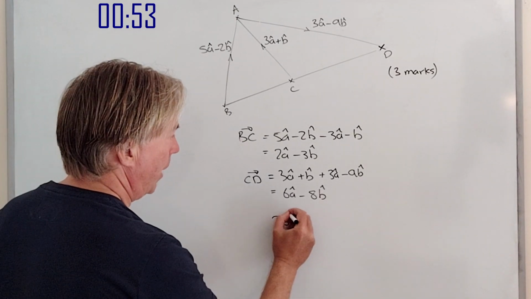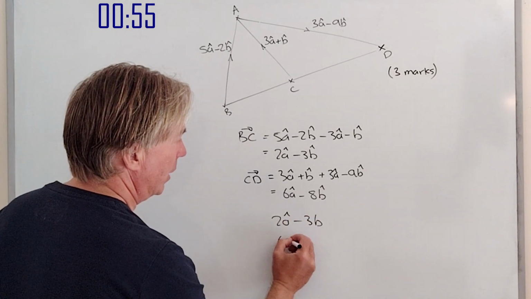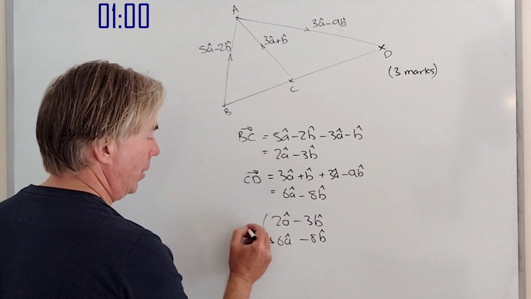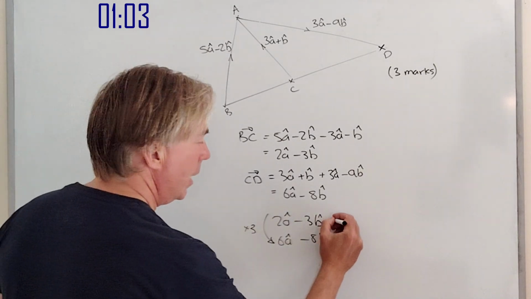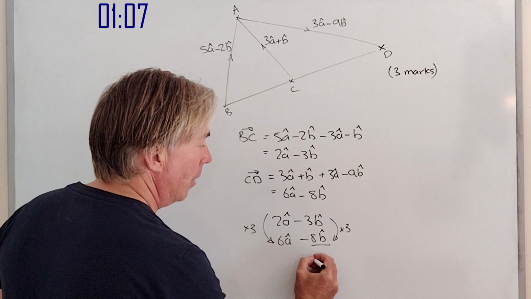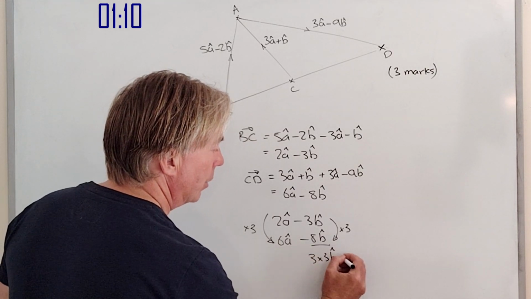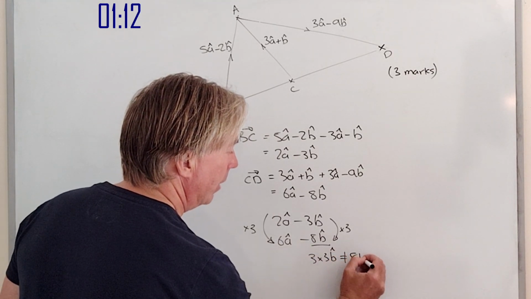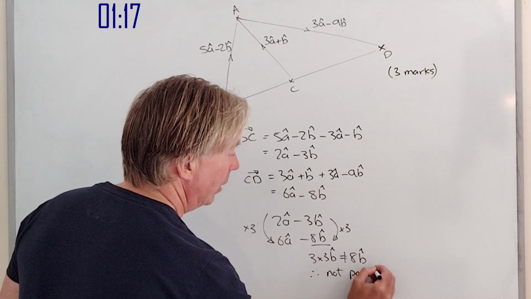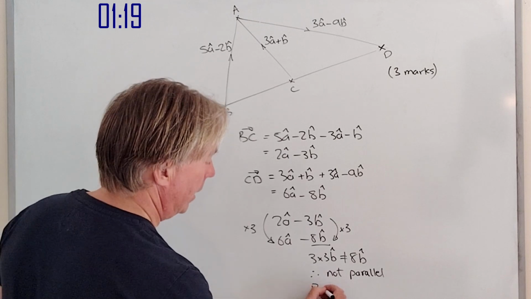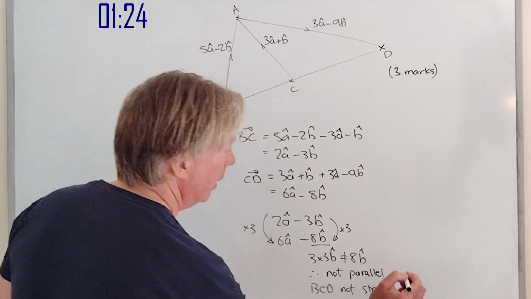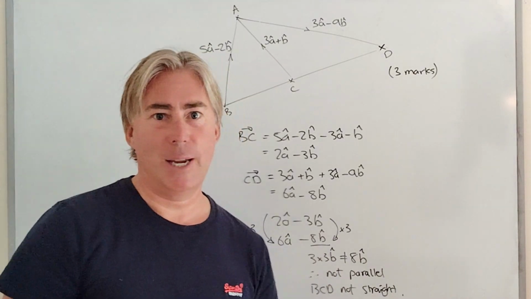So all we have to do is compare 2A minus 3B with 6A minus 8B. So I'm putting little hats on. So our scalar multiple is 3. If we multiply by 3, we actually don't get 8, because 3 times 3b does not equal 8b. So therefore, not parallel. So BCD, not straight. Okay, I'm going to put a timer on that and see how quick it was.